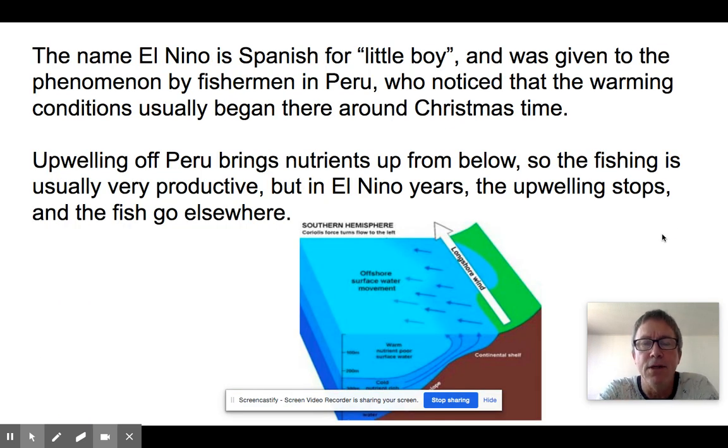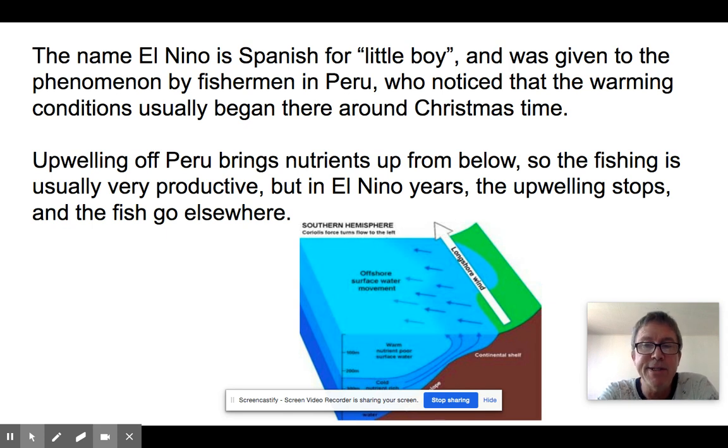Now, the word El Nino comes from the Peruvians. Basically, for those who take Spanish, it means, I think, either little boy or little baby boy or something like that. But basically, it got this name because the fishermen in Peru, for hundreds of years, maybe thousands of years, had great fishing most of the time. It's one of the most productive pieces of ocean anywhere. The fishing is so good there. The people are just fat and happy.